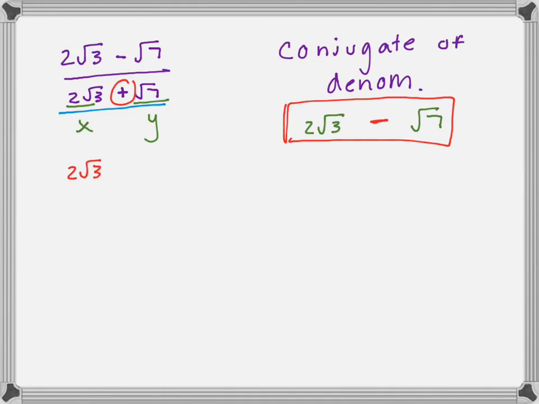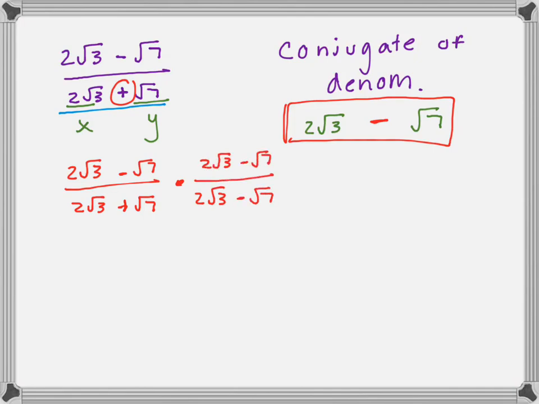So I'm just going to rewrite this. 2 root 3 minus root 7 over 2 root 3 plus root 7. And we're going to multiply by 2 root 3 minus root 7 over 2 root 3 minus root 7. And we're going to start with the denominator because it works out pretty nicely.